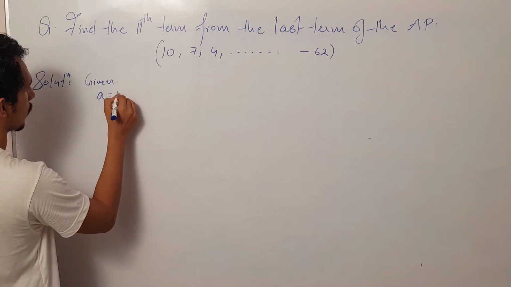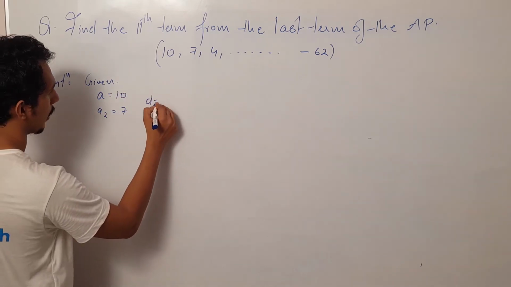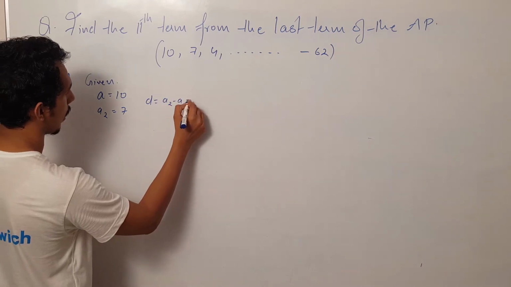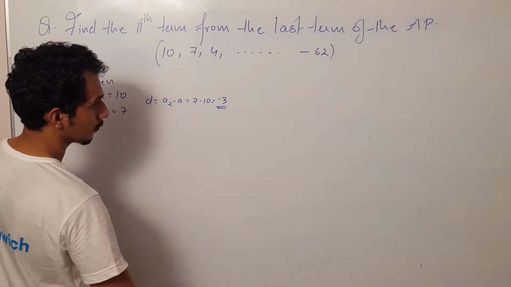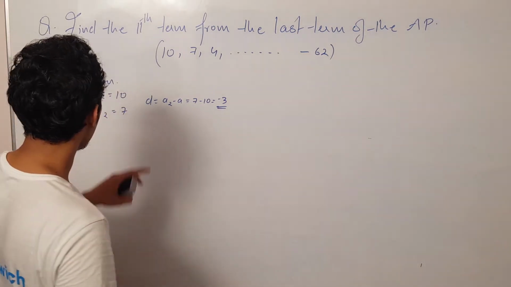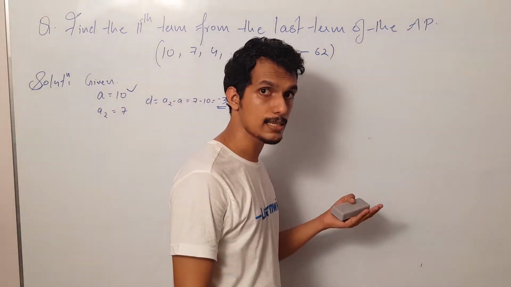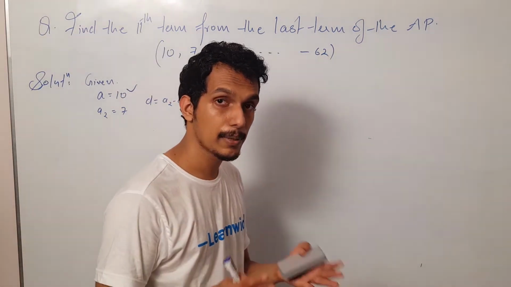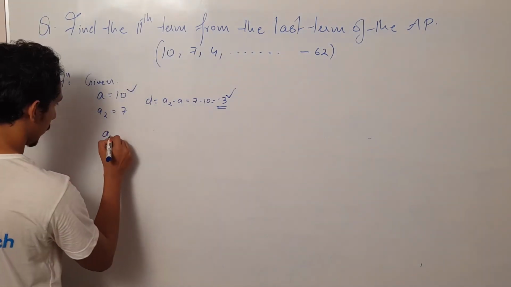Given a is equal to 10, a2 is equal to 7. So I can say d is equal to a2 minus a, 7 minus 10, is minus 3. Easy? Yes, so I have a, I have d. Do I have the nth term? Do I have the last term? Yes, I have the last term, but I don't know at what position it is. So nth term.